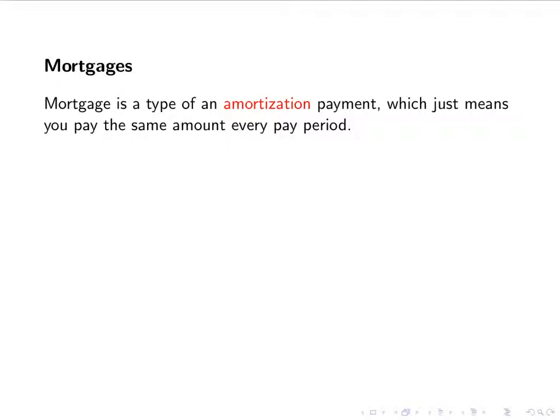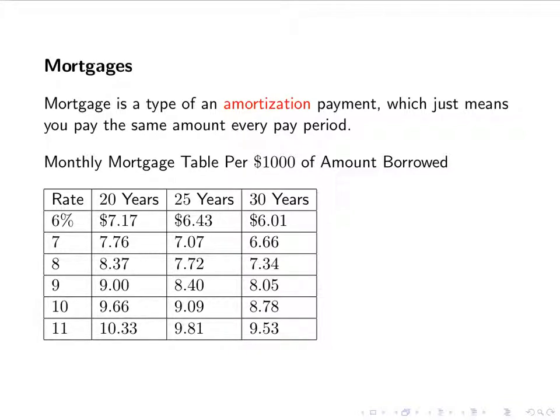A mortgage is a type of amortization payment, and that just means you pay the same amount every pay period. So something like your mortgage or your rent or your car payment, versus something like your electric bill, which changes from month to month.